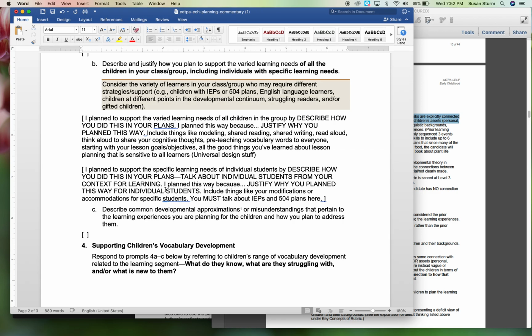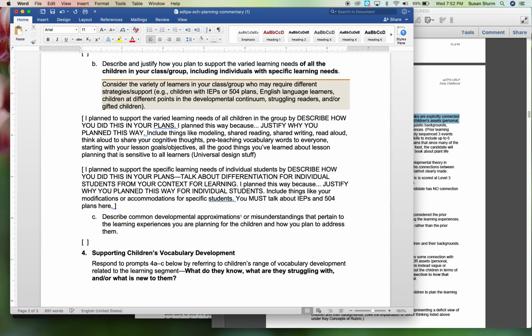And then down here, I plan to support the learning needs of individuals by, and here's where you talk about your differentiation. Talk about differentiation for individual students from your context for learning, and then justify why you plan this way and include things like your modifications or your accommodations. You have to talk about your IEPs here. Okay, so that response is so important. This is really a make or break response for both rubrics 2 and 3. So make sure it's solid.